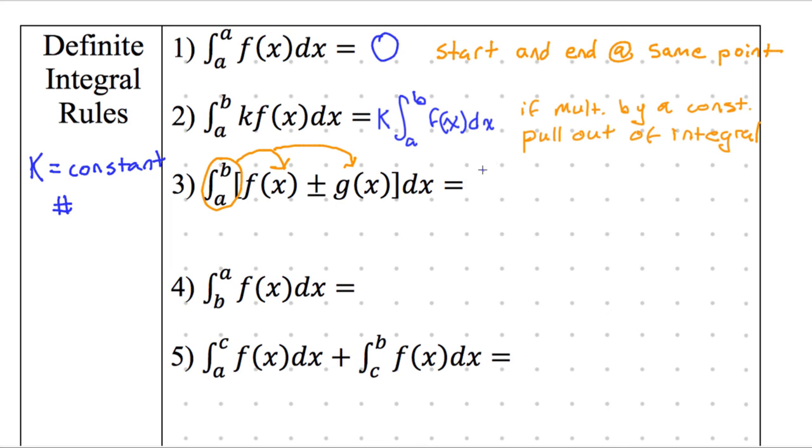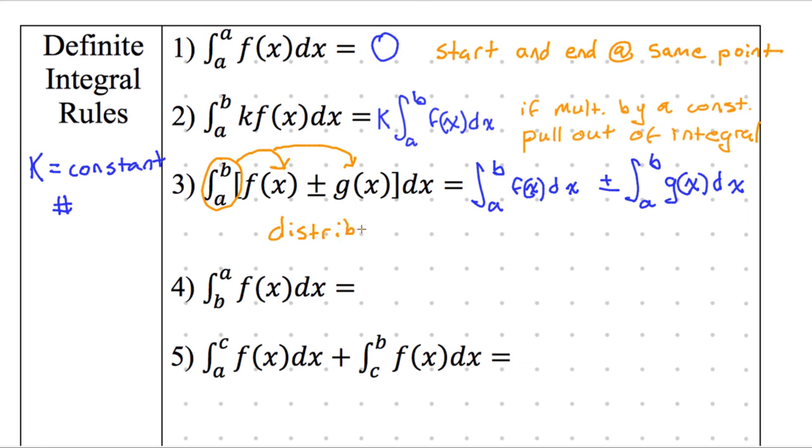This is equal to the integral from a to b of f of x dx, plus or minus whatever one you started with. It doesn't switch, it's the same sign. The integral from the same bounds, a to b, of that other function, g of x dx. And I guess the only word that we really need here is distribute. Distribute. And it's only if you have to the power of 1.